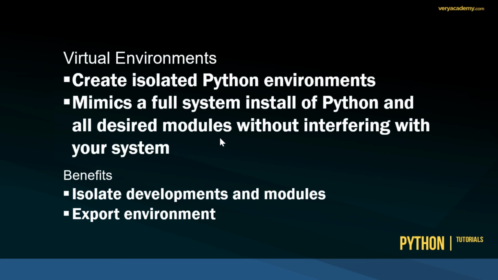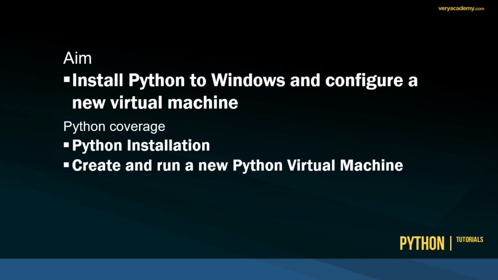Of course, there's many things that you can do now, but let's just recap. So we created an isolated Python environment. Remember, this is going to mimic the full system install of your Python, and it allows us to work in a separate area so we can install modules and isolate our development from the main computer. So that pretty much wraps up this tutorial. We've installed Python on Windows and we've configured a new virtual environment.